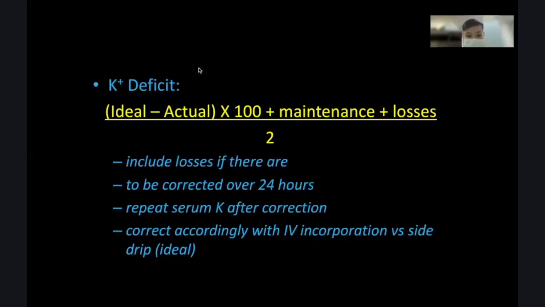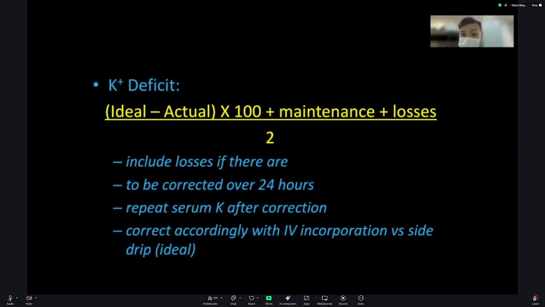So this is just how I compute potassium deficit. There are multiple ways of computing it. It depends on you, what fits your practice, and by experience, what gives you the best result after correcting. Ideal minus actual times 100, plus the maintenance, plus the losses. You have to take into consideration the maintenance potassium based on the weight of the patient and the amount of losses. So you have to know where the losses came from. Usually in a surgical patient, it's vomiting, diarrhea, or fistula, or NGT drains. So you include all losses.